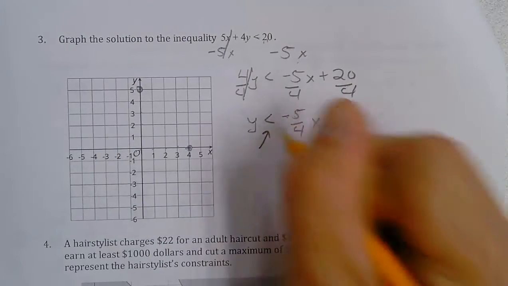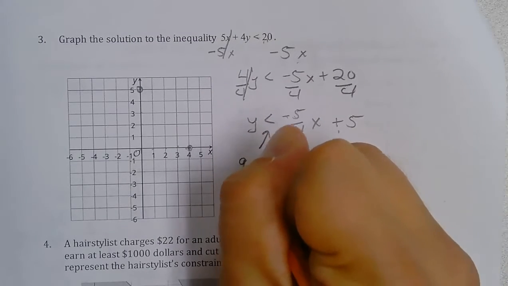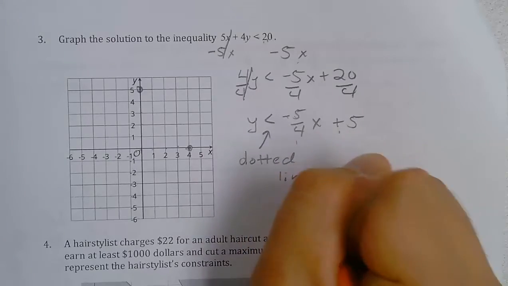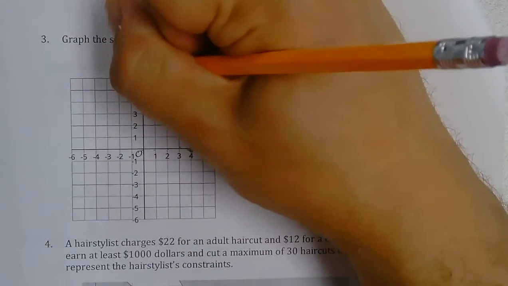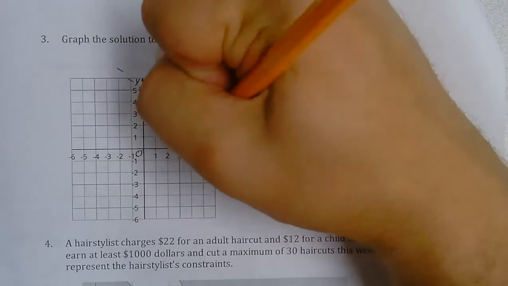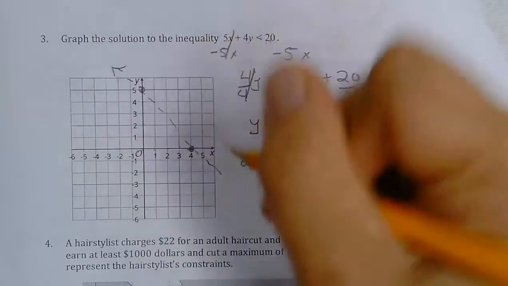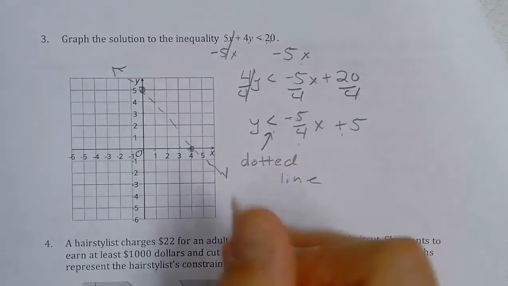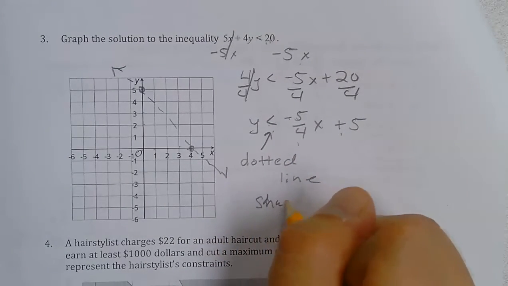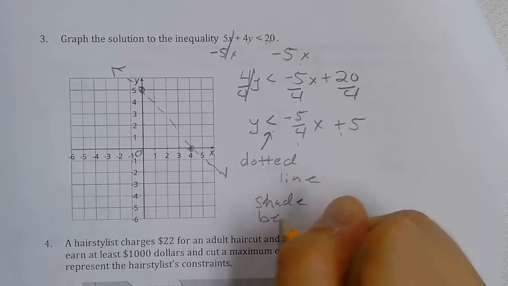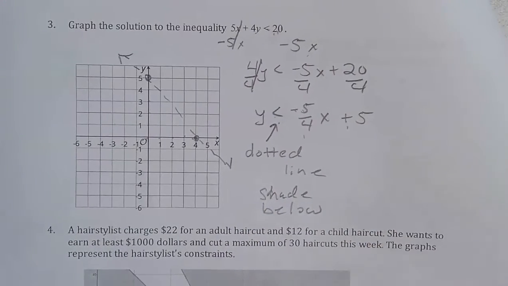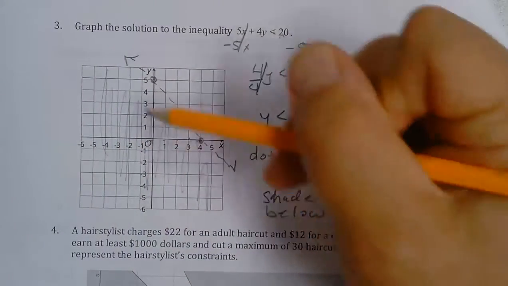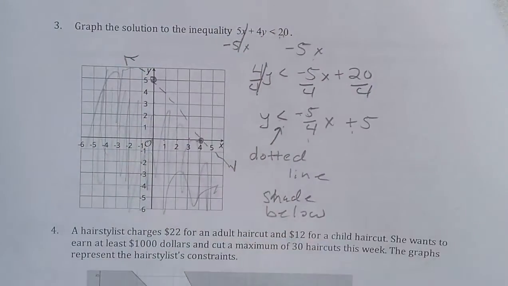However, if you notice, it is less than. So that would mean I connect with a dotted line because solutions cannot be on the dotted line because it has to be less than. So our solution region is going to be below the line. And then here, the less than means shade below. So my solution area for this just linear inequality would be right there.